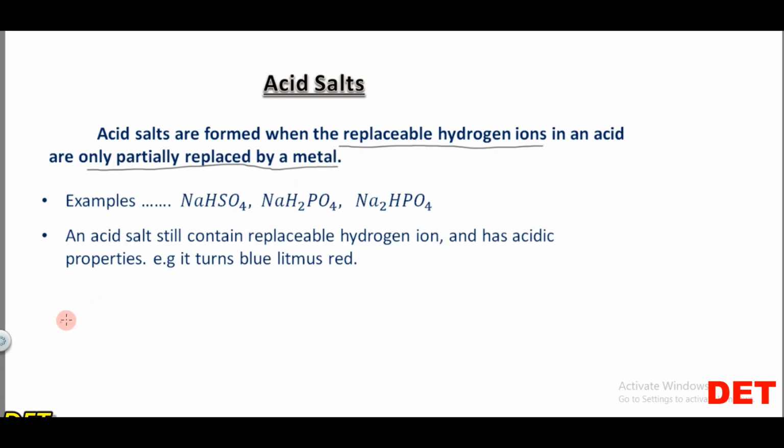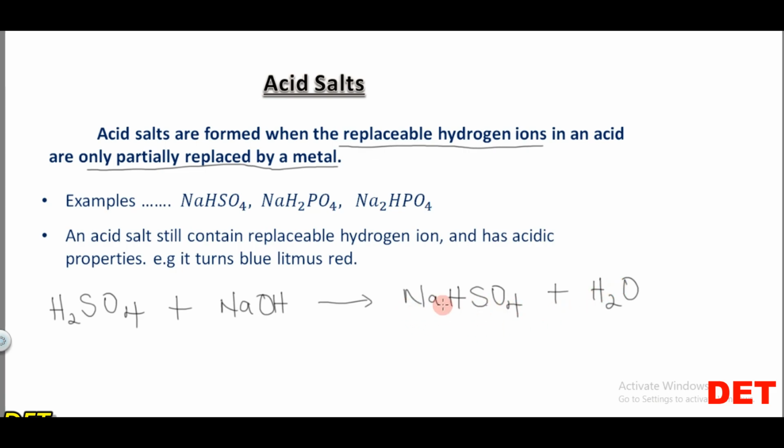Alright, so for instance, when tetraoxosulfate 6 acid, H2SO4, reacts with a limited amount of sodium hydroxide, sodium hydrogen tetraoxosulfate 6 will be formed plus water. Alright, this is an example of an acid salt. Why is it an acid salt? It is an acid salt because in this acid we have 2 replaceable hydrogen ions. Out of these 2 replaceable hydrogen ions, only one hydrogen ion was replaced by a metal to form sodium hydrogen tetraoxosulfate 6. So that is why it is an acid salt.